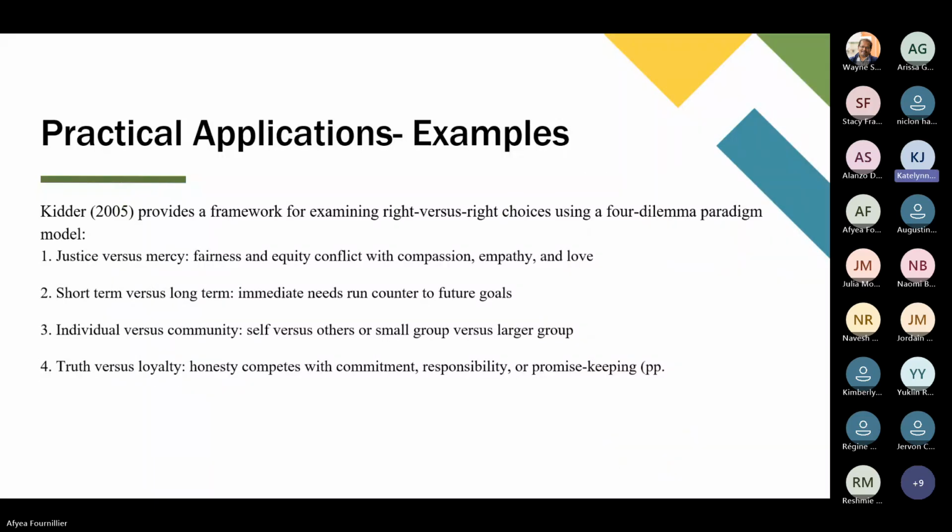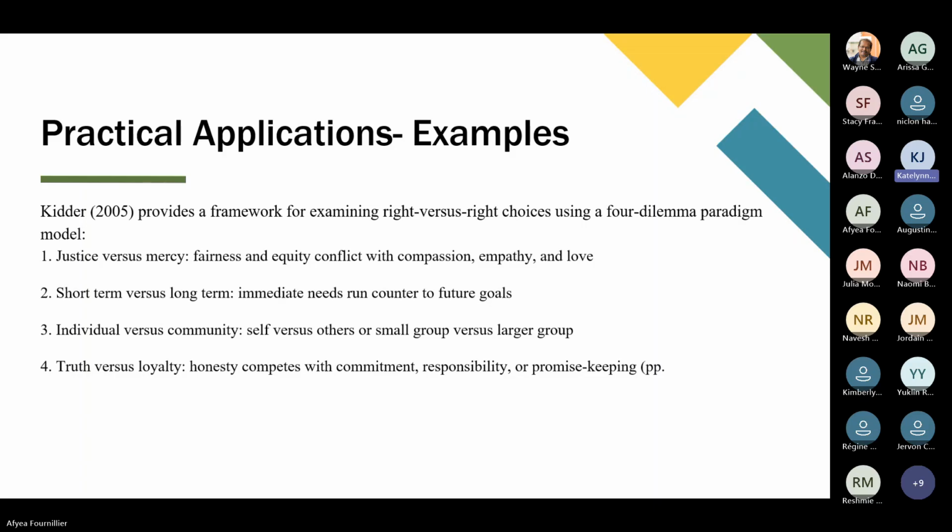So Kidder 2005 provides a framework for examining right versus right choices using a four dilemma paradigm model. So justice versus mercy, meaning we have fairness and equity in conflict with compassion, empathy, and love. Then two, we have short term versus long term, where immediate needs run counter to future goals.